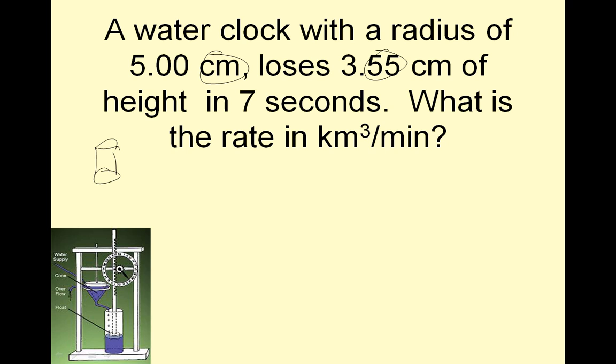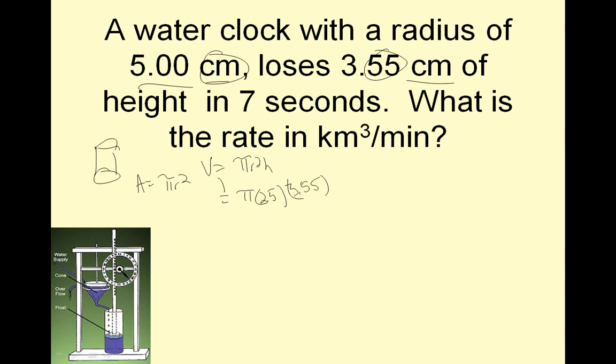So if it has a radius of this, the area of a circle is area equals pi r squared. If you forgot that, it came back to you. And then times height. So volume equals pi r squared h. So that means, notice all my units are in centimeters, which is okay. Pi r squared, I'm going to go ahead and make the jump of calling that 25 right away. And then the height is 3.55. And I'll get that into a real number.